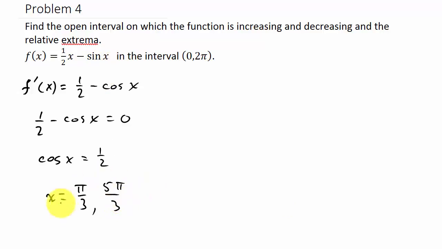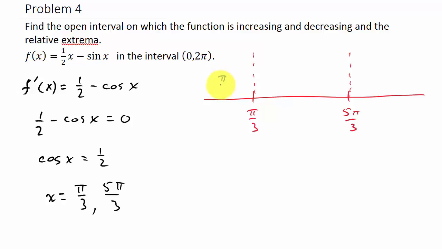All right. So now we take these values and plot them on the number line. And so we have pi over 3, and we have 5 pi over 3. We break it up into three intervals, and I need to choose a number from each interval. So for this, let's choose x equal pi over 6, and how about x equal pi, and we will choose x equal 11 pi over 6.